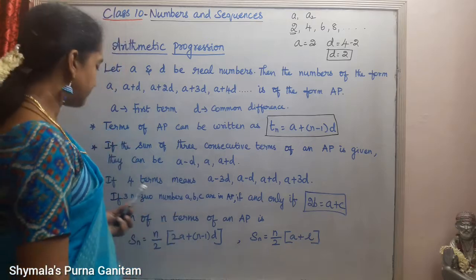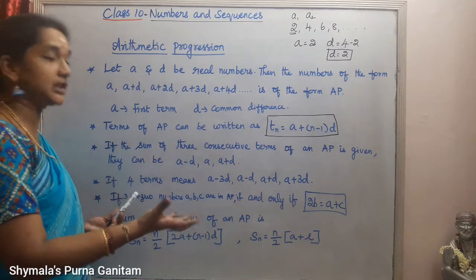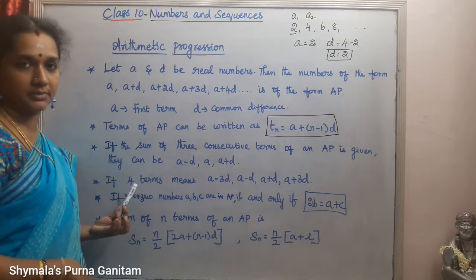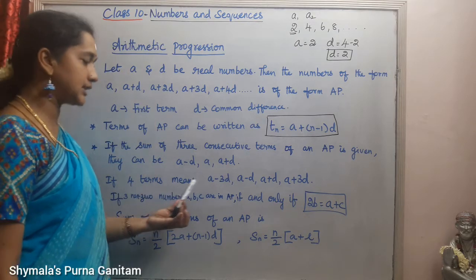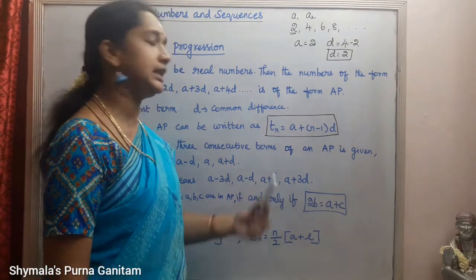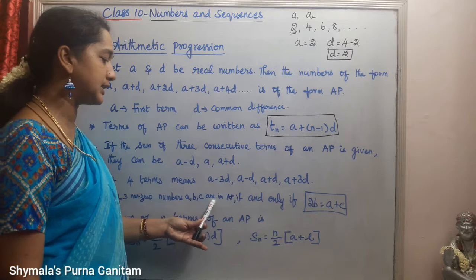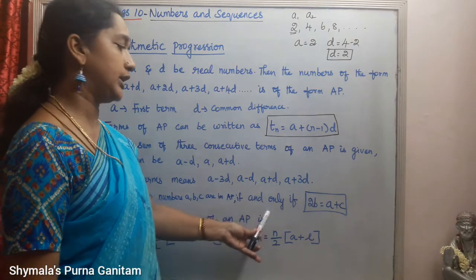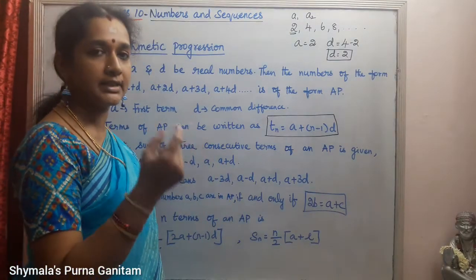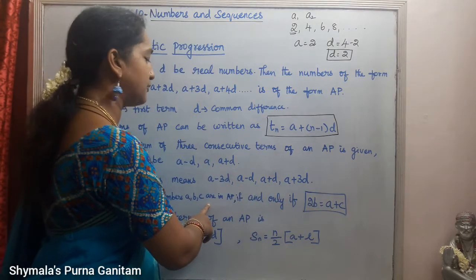Then the next one, in the same way, if the sum of 4 terms is given and we are asked to find the 4 terms, then 4 terms can be taken as A minus 3D, A minus D, A plus D and A plus 3D. Then 3 non-zero numbers A, B, C are in AP if and only if 2B is equal to A plus C. So if 3 terms A, B, C are given, we can find whether they are in AP.